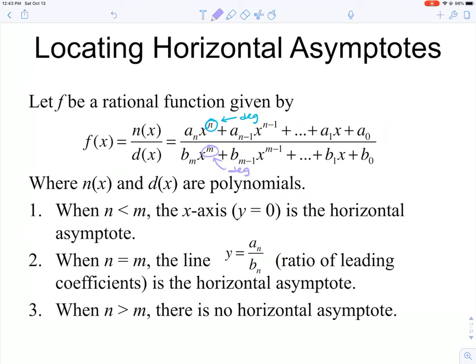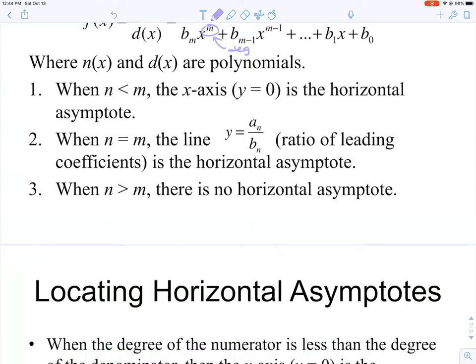Okay? And then the third case, there's no horizontal asymptote at all. So if the degree of the numerator is greater than the degree of the denominator, that means that the numerator would be increasing at a faster rate. And there's actually not going to be any horizontal asymptote because the function would be approaching positive or negative infinity. Let me give you an example here.